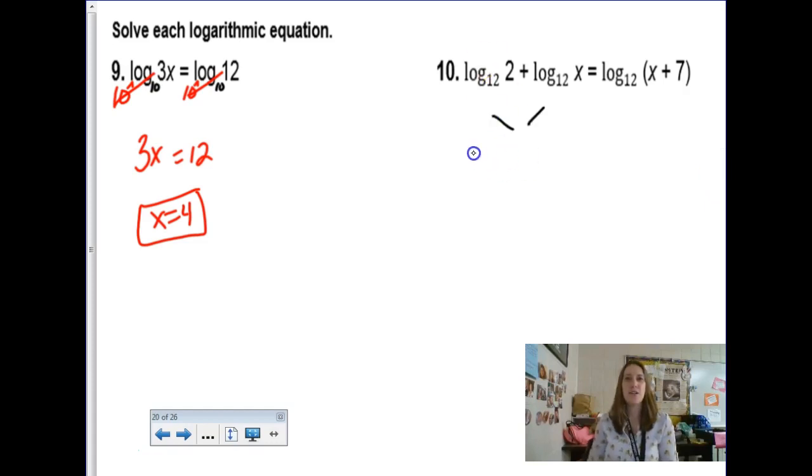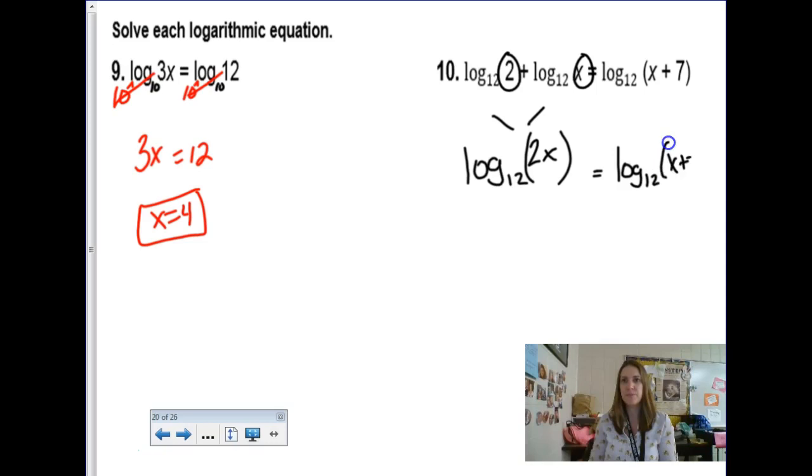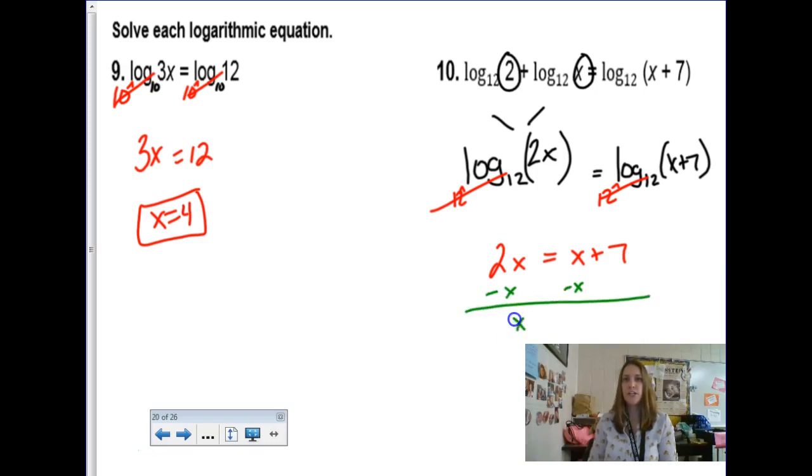Oh my gosh, I don't like this question. We need to condense these logarithms together. So you have log base 12 of, if I were to multiply these together, I have 2x, you can use parentheses if you want, equals log base 12 of x plus 7. So if I exponentiate both sides with a 12, shoving a 12 base under, those are gone, and you get 2x. These are gone, and you get x plus 7. So we're going to solve, and you get x equals 7.